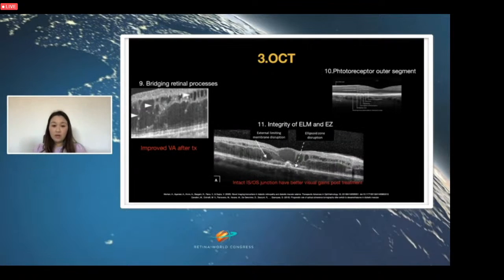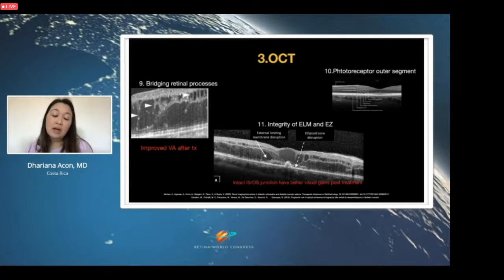Another biomarker that we can see are bridging retinal processes. Usually when these are present, there's improved visual acuity after treatment. Also, the outer photoreceptor length and the integrity of the external limiting membrane and the ellipsoid zone. Usually when we have an intact IS-OS junction, we have better visual gains post-treatment.